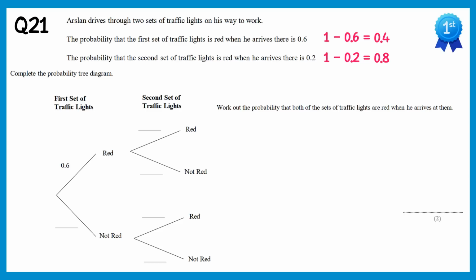So we've got 0.6 for red on the first light, we know it's 0.4 for not red. And now on the second set of lights, we know it's 0.2 for red, and 0.8 for not red, and we would repeat this at the bottom, 0.2 and 0.8. We're asked to work out our probability that both sets of lights are red. So this is going along the top and going red for the first light and red for the second light. We times these probabilities together, so 0.6 for the first one and 0.2 for the second one, and this gives you 0.12.